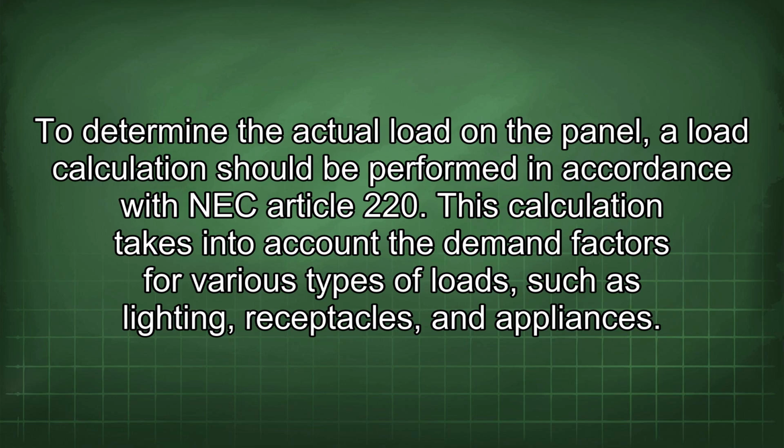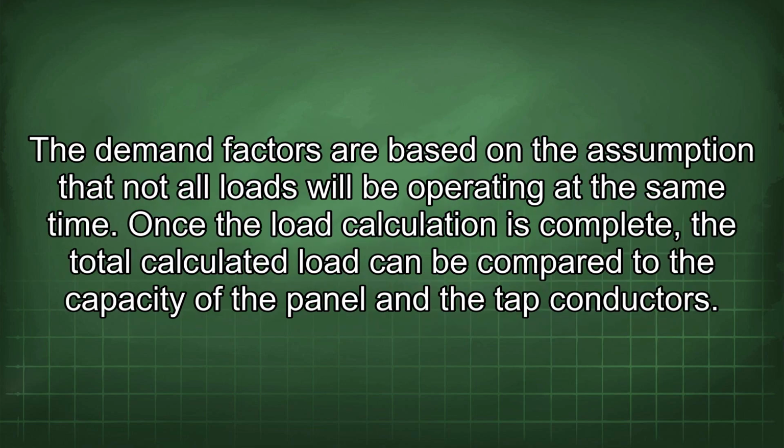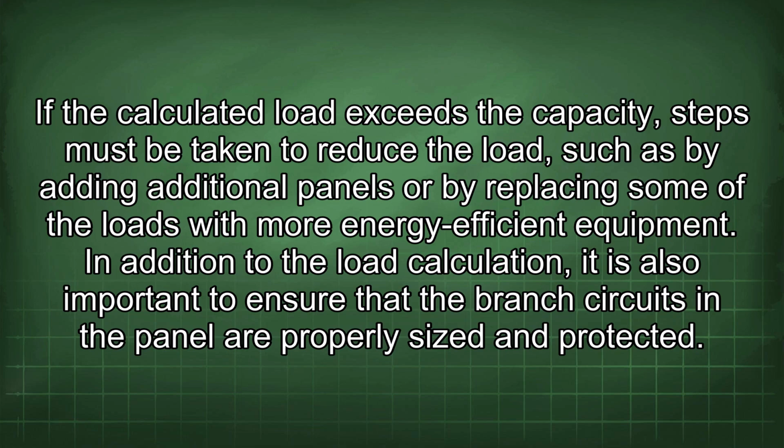Article 220. This calculation takes into account the demand factors for various types of loads, such as lighting, receptacles, and appliances. The demand factors are based on the assumption that not all loads will be operating at the same time. Once the load calculation is complete, the total calculated load can be compared to the capacity of the panel and the tap conductors. If the calculated load exceeds the capacity, steps must be taken to reduce the load, such as by adding additional panels or by replacing some of the loads with more energy-efficient equipment.